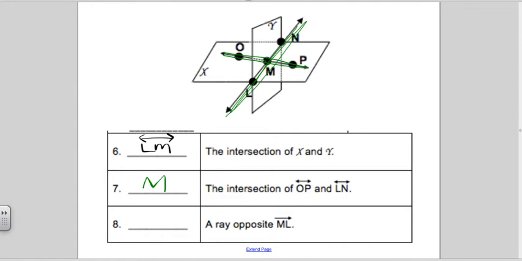Next thing I have is a ray opposite ML. Okay, so we have the ray from M to L. One opposite with it would start at M and then go towards a point in the opposite direction. Well, in the opposite direction is point N. So that's going to be my ray MN, with that ray symbol. Make sure you're using the correct symbols when naming those figures.